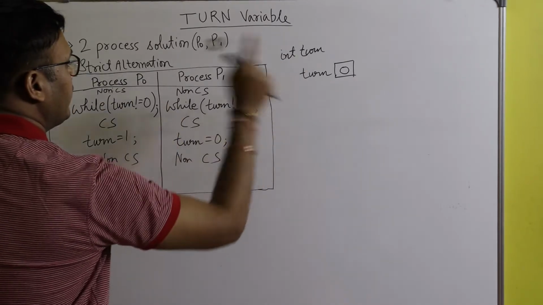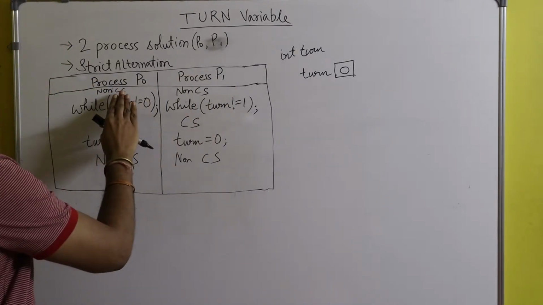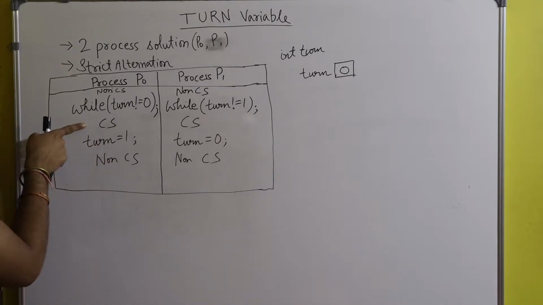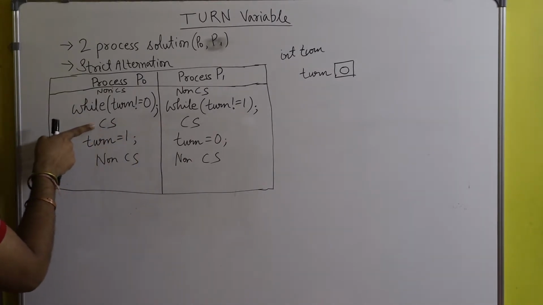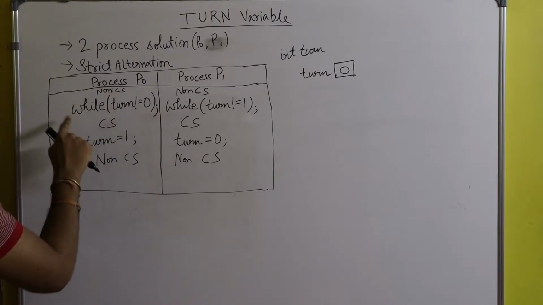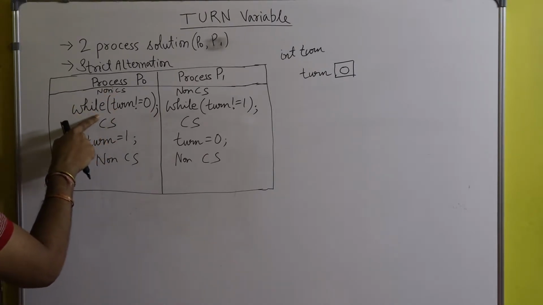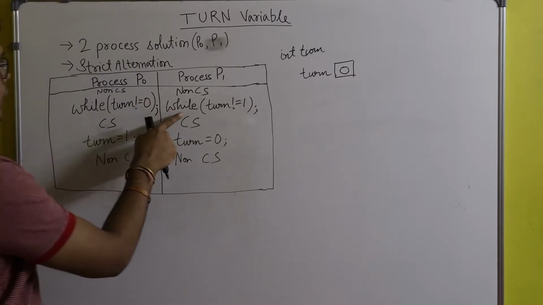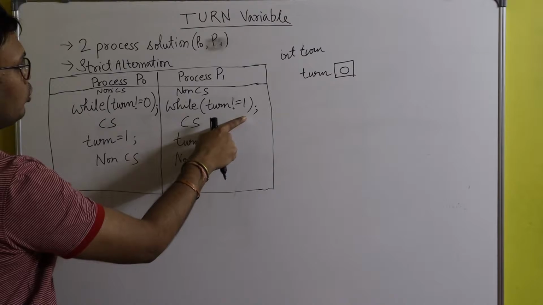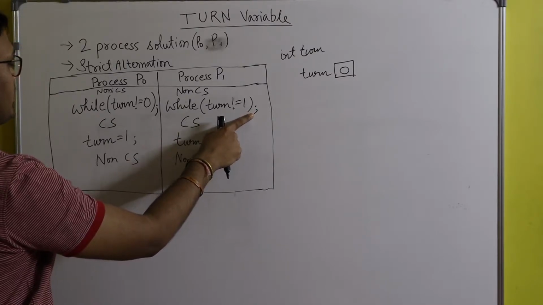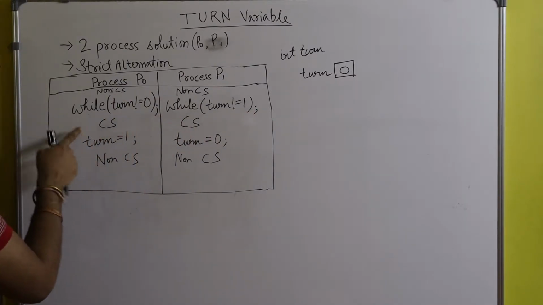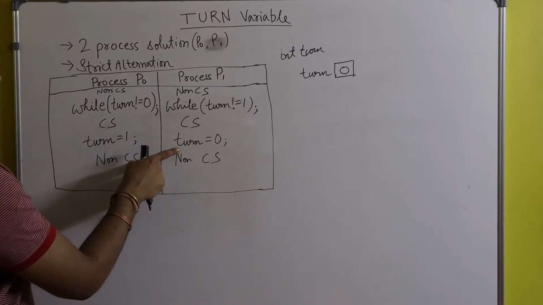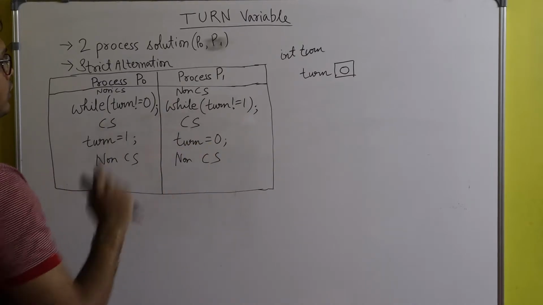Since the turn variable is 0 and there are two processes P0 and P1, both of these processes want to enter into the critical section. Here you see CS is written. It means this is the critical section, and above it is the entry section. You can see here while turn not equal to 0, with a semicolon, and here while turn not equal to 1, with a semicolon at the end. And at the exit section just below the critical section, I have written turn is equal to 1 semicolon, and here turn is equal to 0 semicolon.